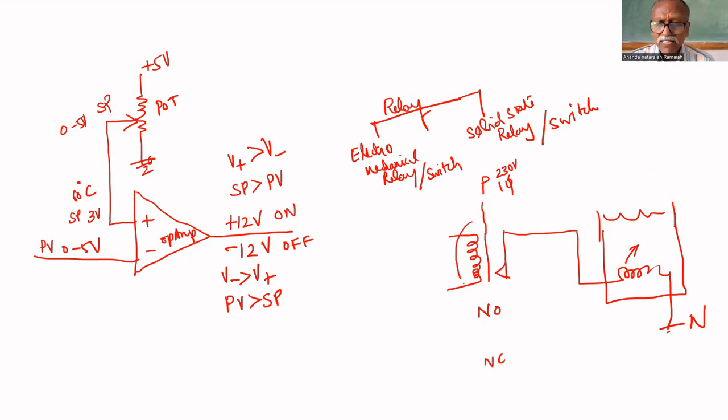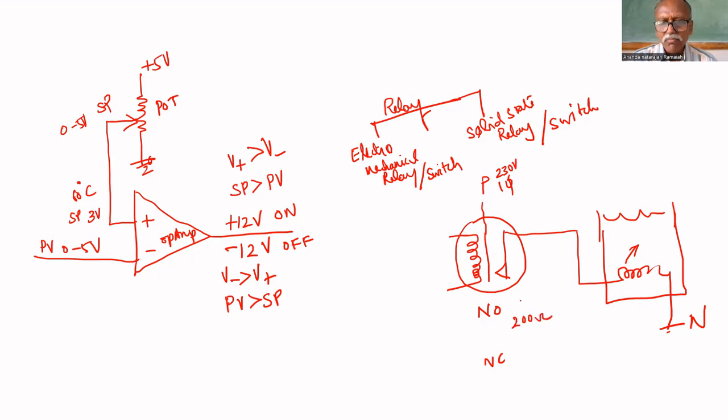So this relay has to be turned on and off, depending upon this plus 12 volt and minus 12 volt. Plus 12 volt means it has to be turned on. You cannot connect this op-amp output directly here. If you connect the 12 volt power supply here, this will energize. But it's not good to connect this op-amp directly because it may not source that much current.